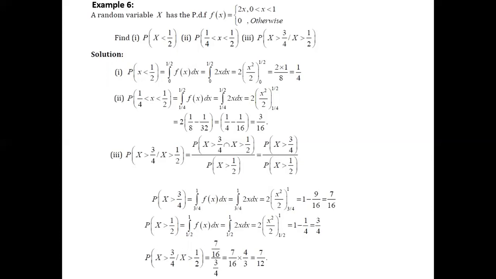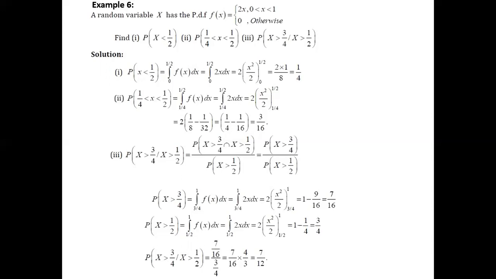Now, the third problem is the probability of x greater than 3 by 4 given x greater than 1 by 2. Simply, it's the probability of x greater than 3 by 4 intersection x greater than 1 by 2, divided by the probability of x greater than 1 by 2, which is nothing but the probability of x greater than 3 by 4 divided by the probability of x greater than 1 by 2. What is the probability of x greater than 3 by 4? Integration 3 by 4 to 1 f of x dx equals integration 3 by 4 to 1 2x dx. So the answer is 7 by 16.